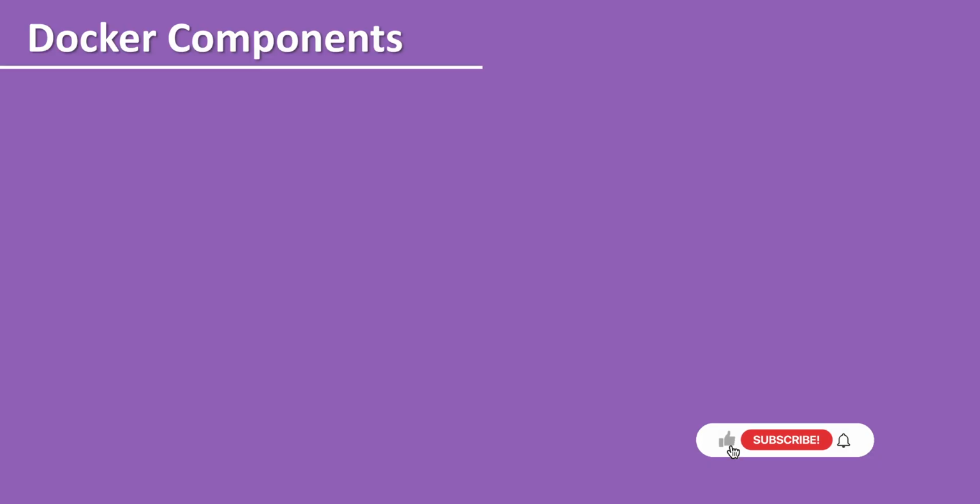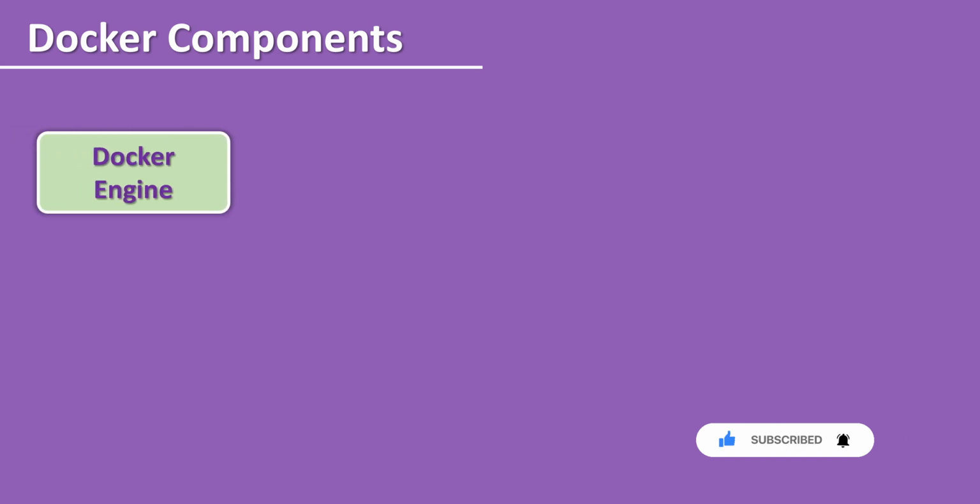Okay, so now let's understand Docker components. Previously we have seen the Docker architecture. Now we are talking about the Docker components. Docker comes with many components. The first one is the Docker engine. Remember, when I say Docker engine, that means it already includes the Docker client, REST API, and Docker daemon.